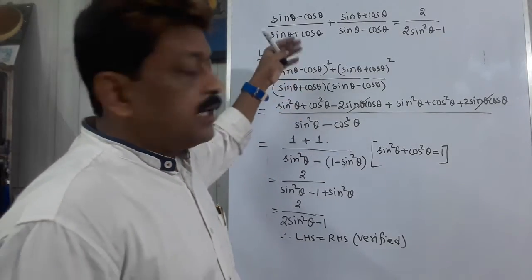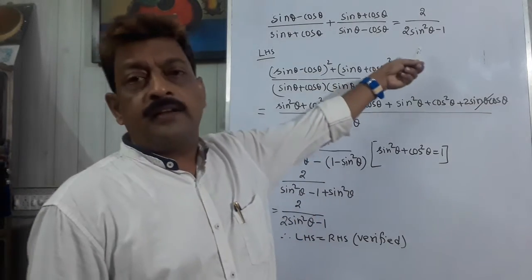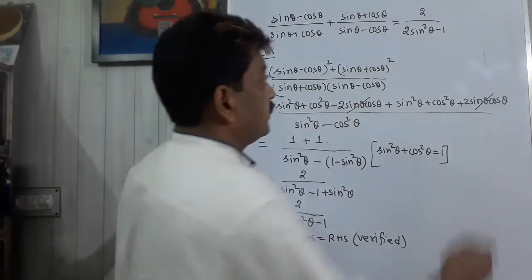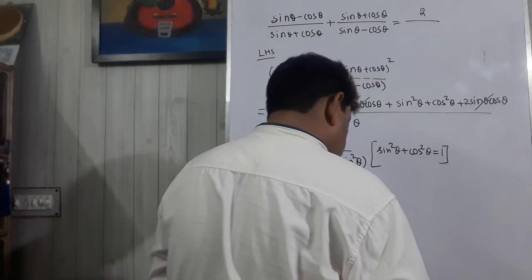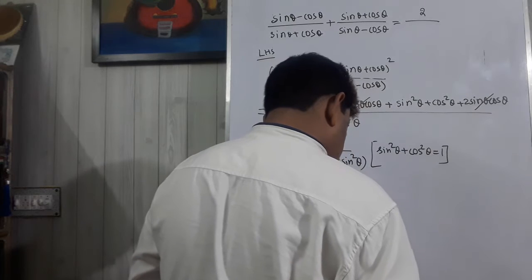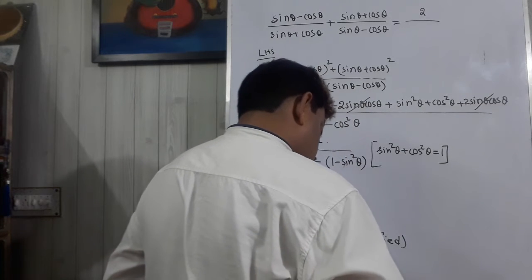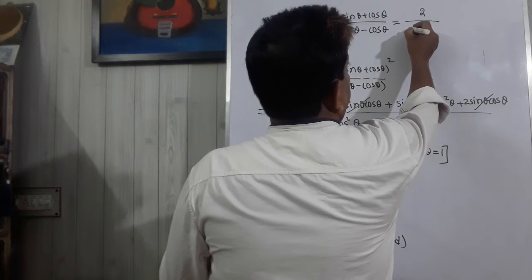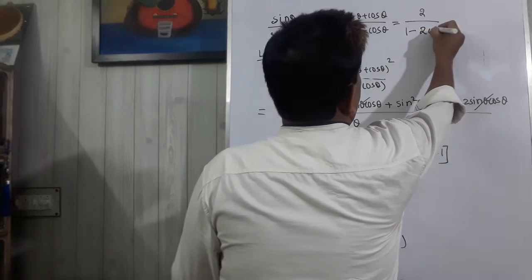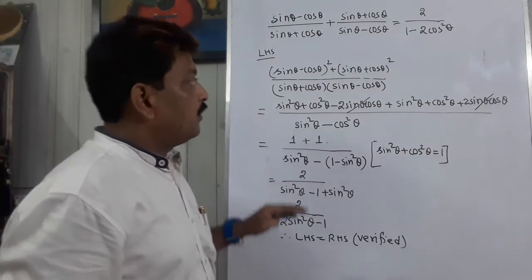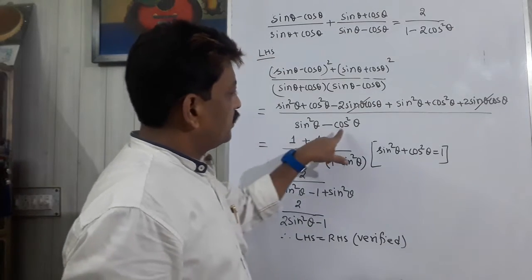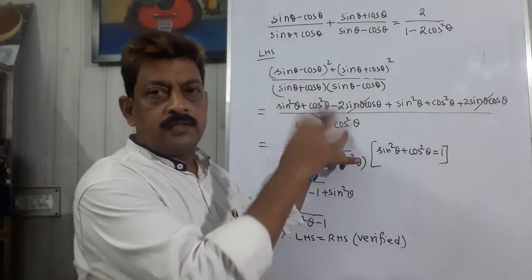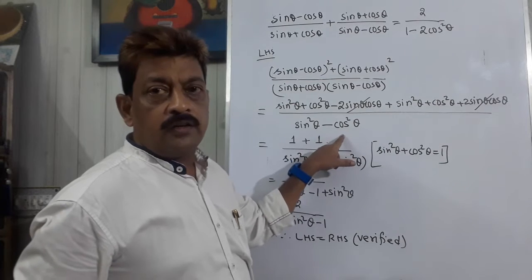Now here is the same problem, but the right hand side is a little bit different. The right side given is 1 minus 2 cos square theta. But the left hand side is the same. Now here left hand side is same means up to this step we have to do it in the same way. Here is the difference.